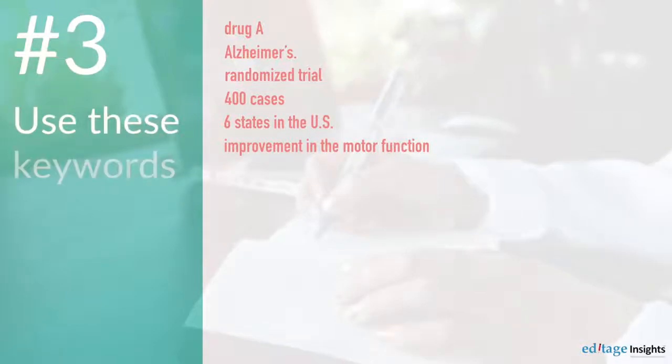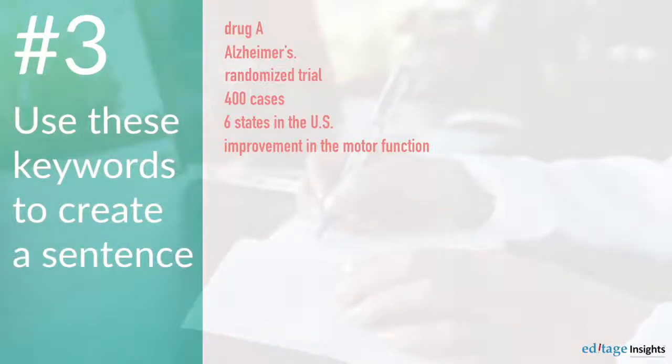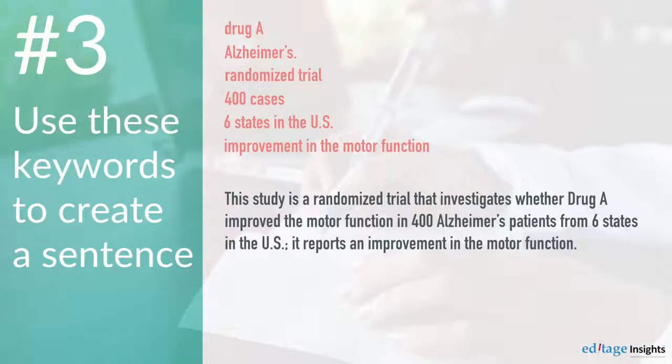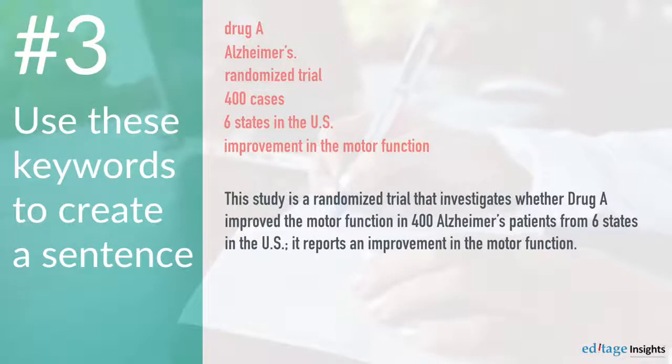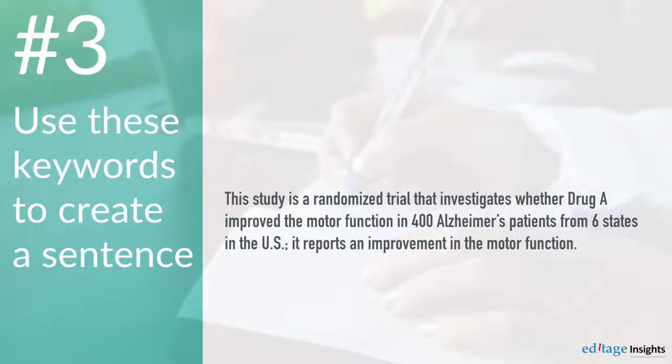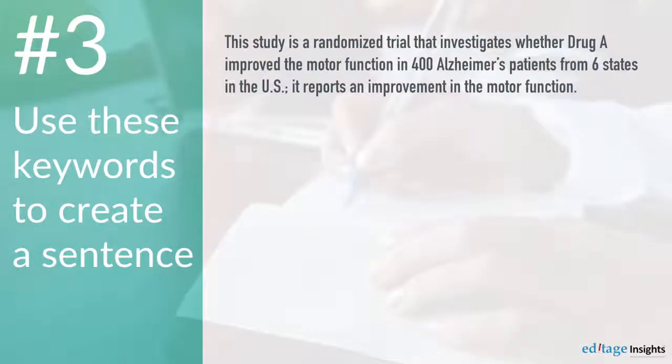Step 3. Use these keywords to create a sentence. This study is a randomized trial that investigates whether drug A improved the motor function in 400 Alzheimer's patients from 6 states in the US. It reports an improvement in the motor function. Don't worry if this sentence is long. You're about to polish it.